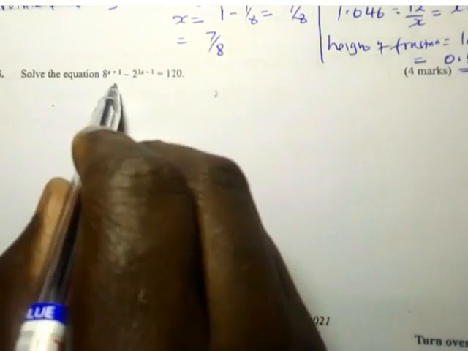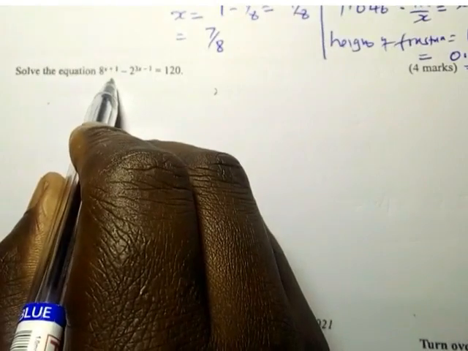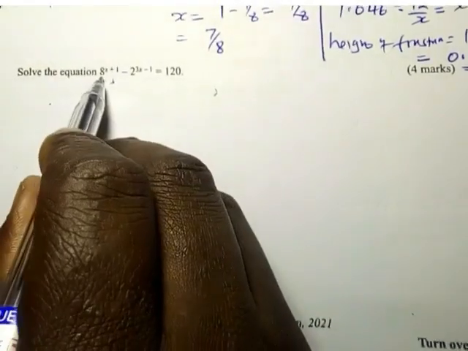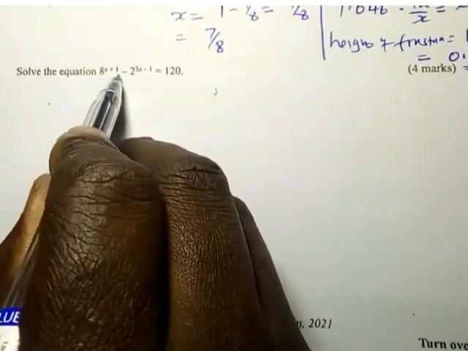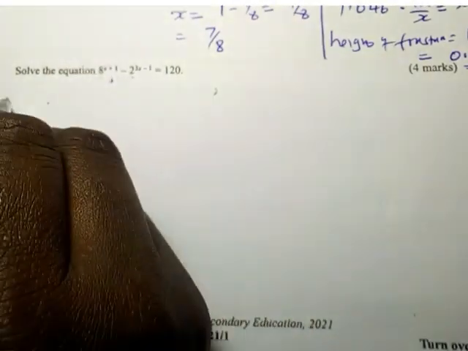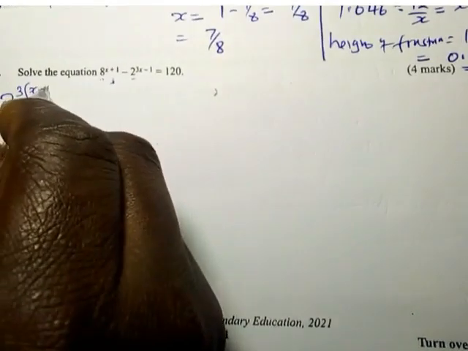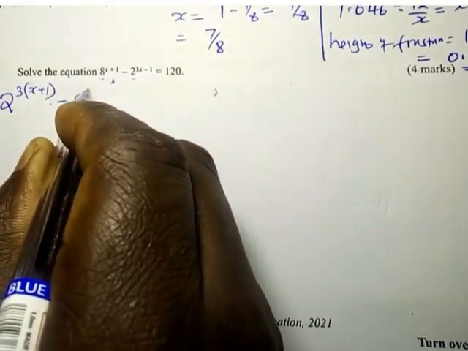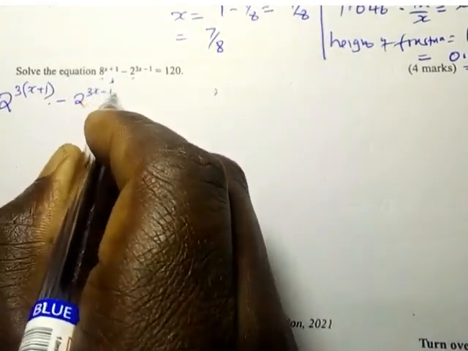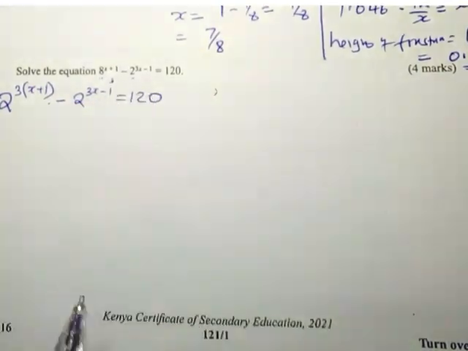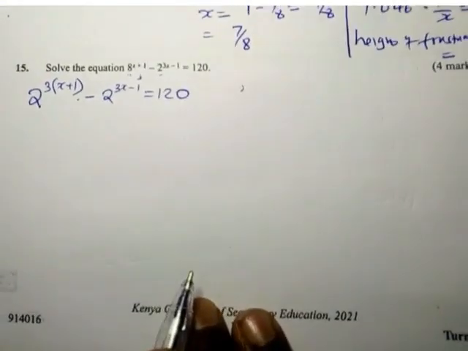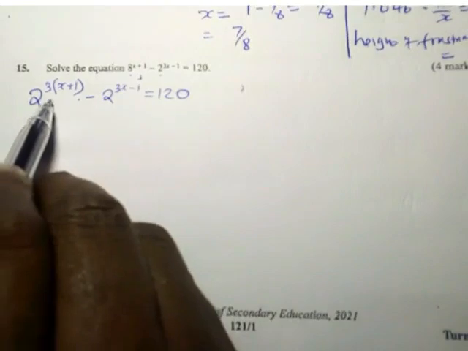Solve for x here. So write this number in the form of 2 to base 2. So we will have 2 raised to power 3x plus 1 minus 2 raised to power 3x minus 1 equal to 120. So now let us simplify this.